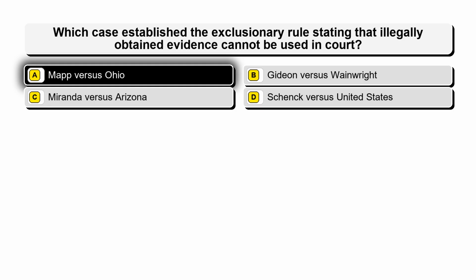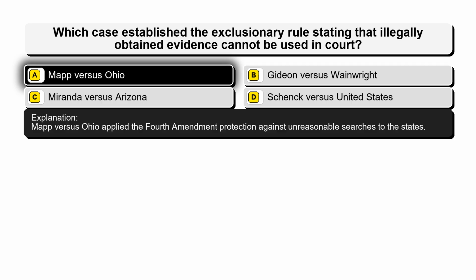The correct answer is option A, Mapp v. Ohio. Mapp v. Ohio applied the Fourth Amendment protection against unreasonable searches to the states.